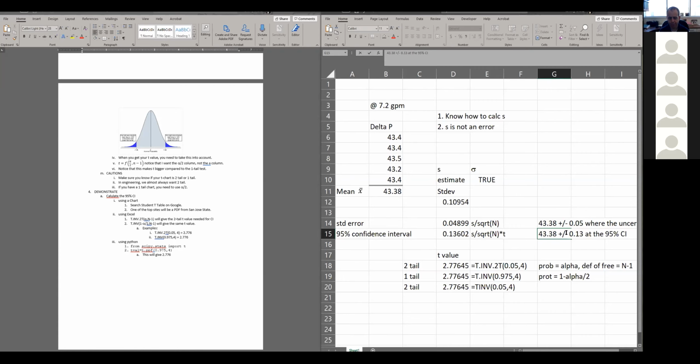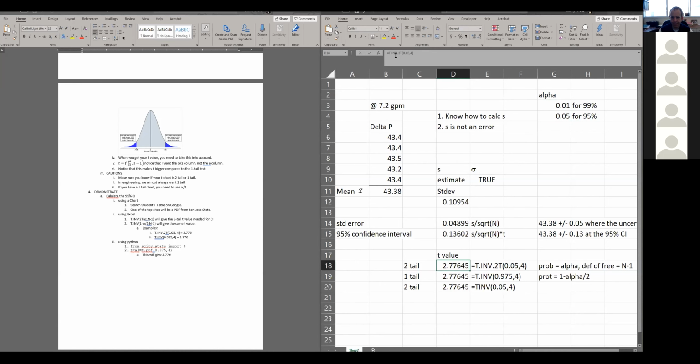Okay. What if I wanted a 99% confidence interval? What would I do? What's the only thing that would change? Alpha would change. Okay, yes, alpha. In fact, let's put an alpha here. Alpha would change. So it would be 0.01 now if I was at 99. It would be 0.05 for 95%.